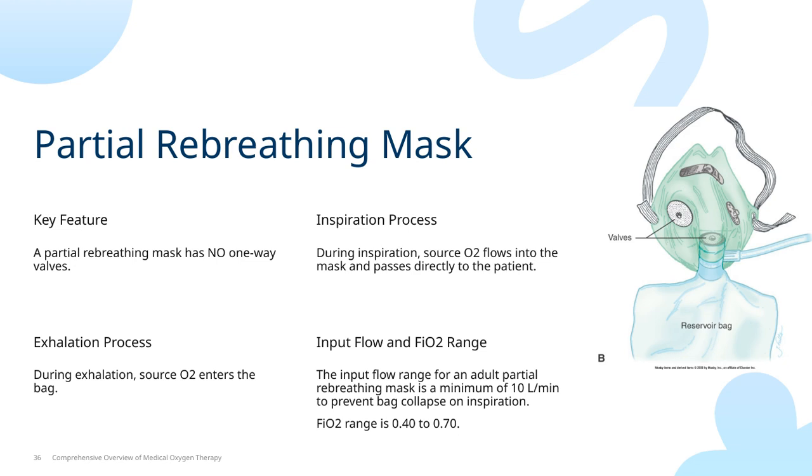Now, when the patient exhales, the source oxygen enters the bag again, which helps mix the exhaled air with fresh oxygen. This process allows the patient to rebreathe some of their exhaled gases, making it efficient for certain clinical situations. So, in summary, the partial rebreathing mask is a simple yet effective device that relies on a specific flow rate and the absence of one-way valves, ultimately allowing for controlled oxygen delivery while conserving oxygen when appropriate.